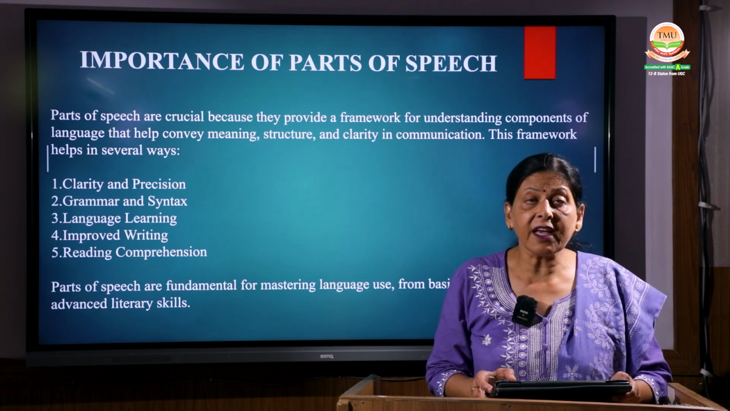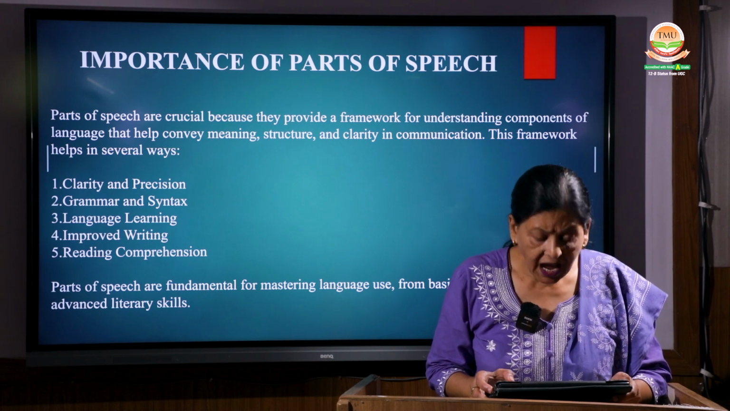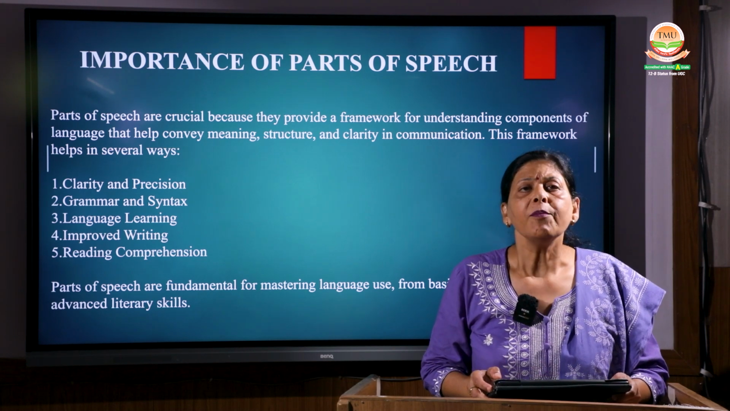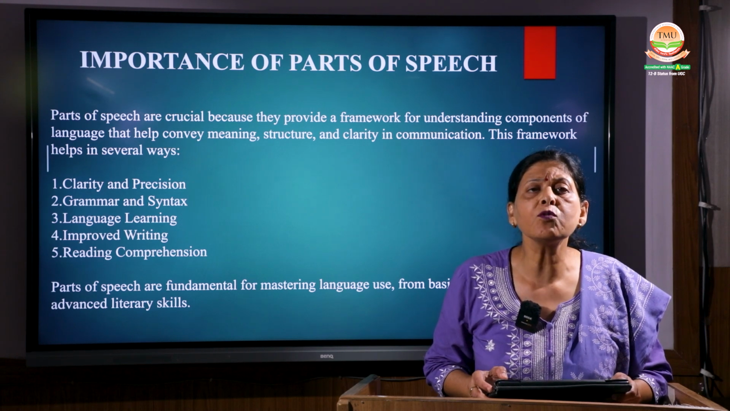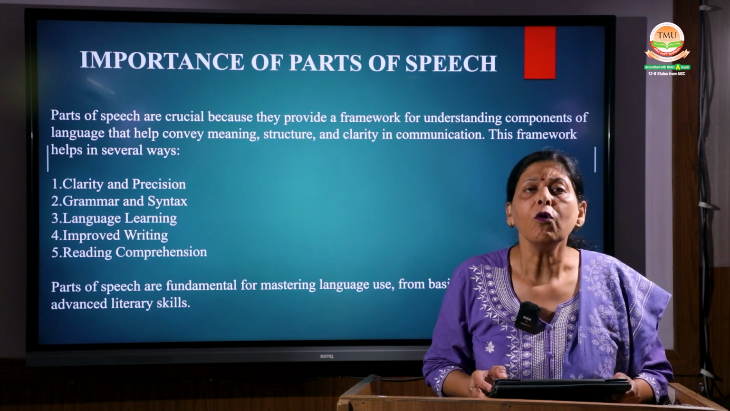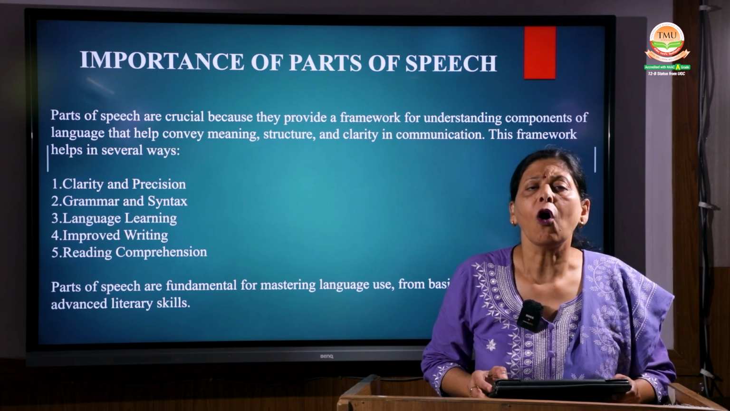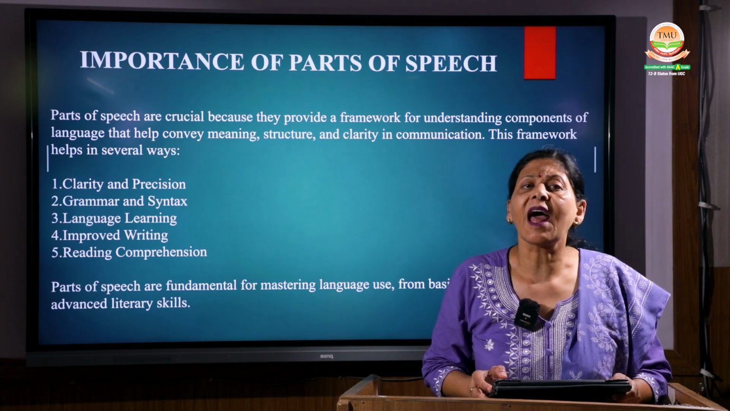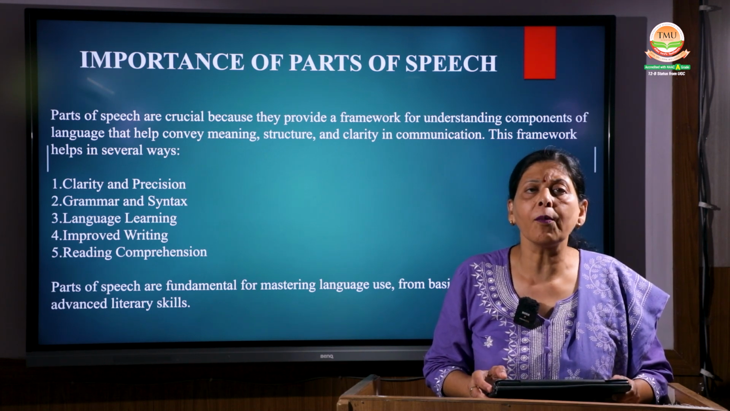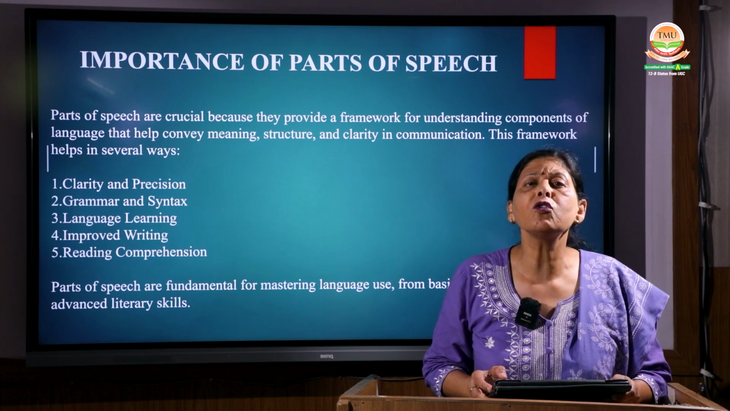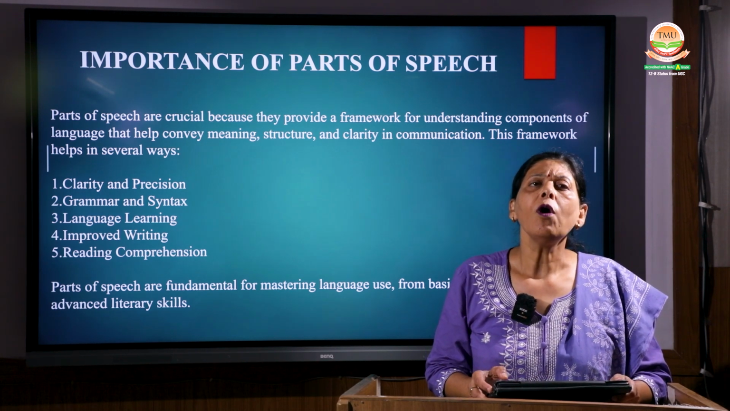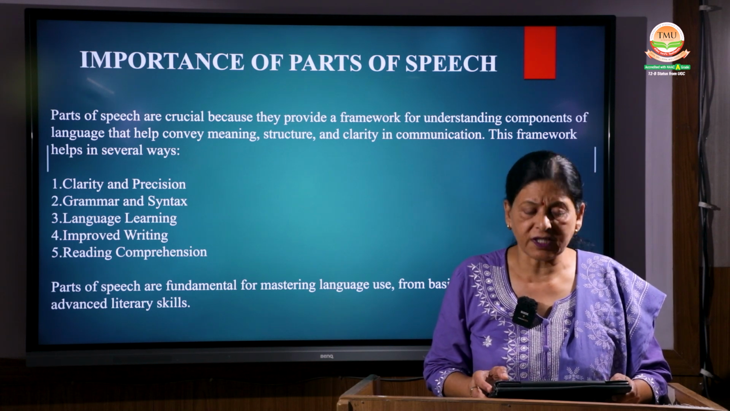And the first point is clarity. Clarity and precision come with language, until and unless we know which word we need to use and how it is to be placed in a sentence, clarity will be marred. We will not be able to embark upon clarity, we will not be able to use words with precision until and unless we know which category the word falls into.